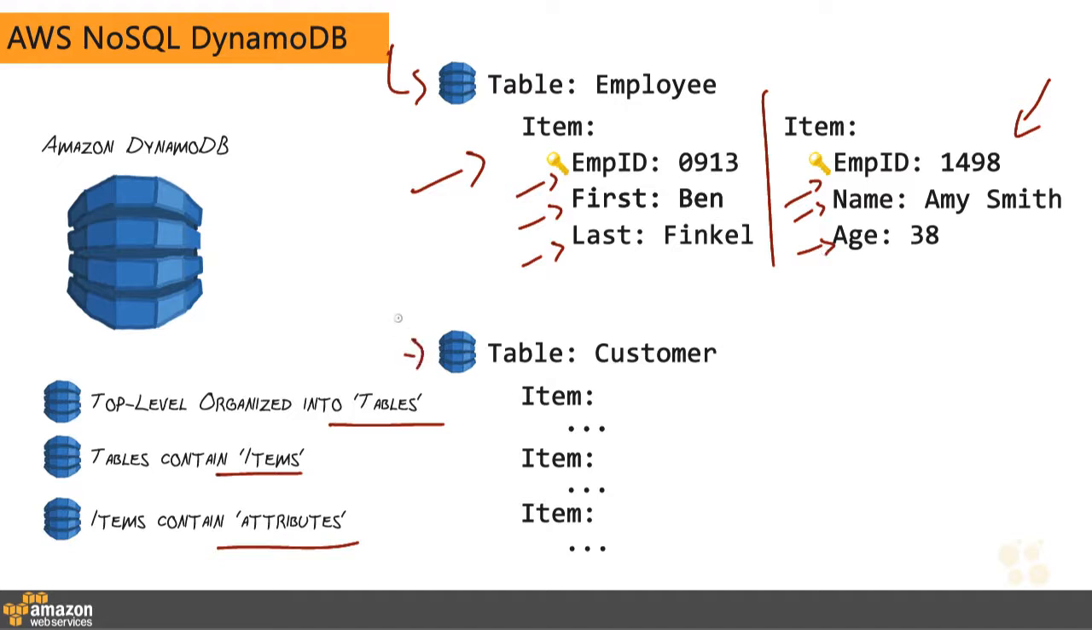We may very well have a second table down here. I've indicated one called customer, and it would have its own collection of items. And each of those items, similar to above, would have their own collection of attributes. Now, a table can have as many items in it as you want. There is no limit to the number of items that can be in a table. And actually, tables can be as big as you want as well. There is no size limit on Amazon DynamoDB.